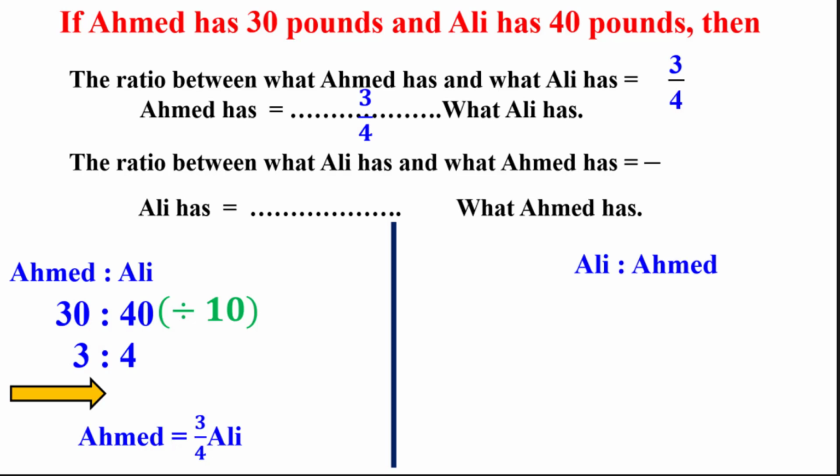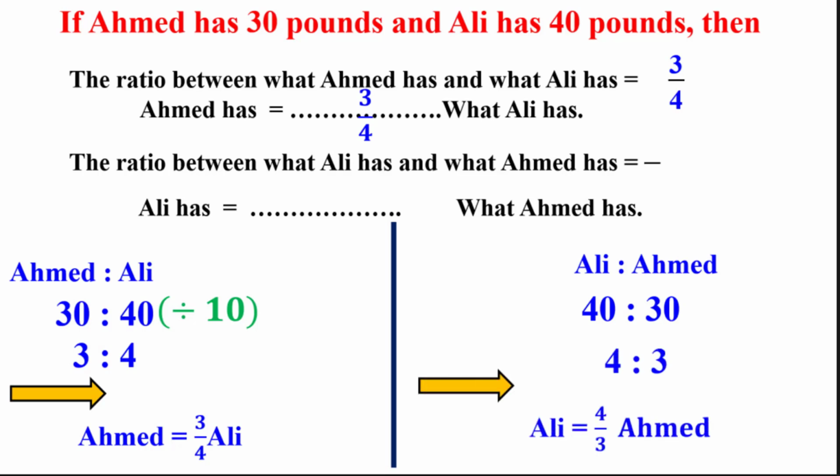Ali to Ahmed. Ali has 40 to 30. In the simplest form, it will be 4 to 3. We can say now that Ali has 4 over 3 Ahmed, because Ali is the simplest form. It will be 4 parts, 4 equal parts, and Ahmed will have 3 equal parts. So Ali equals 4 over 3. We can complete now: the ratio between what Ali has and what Ahmed has equals 4 over 3.